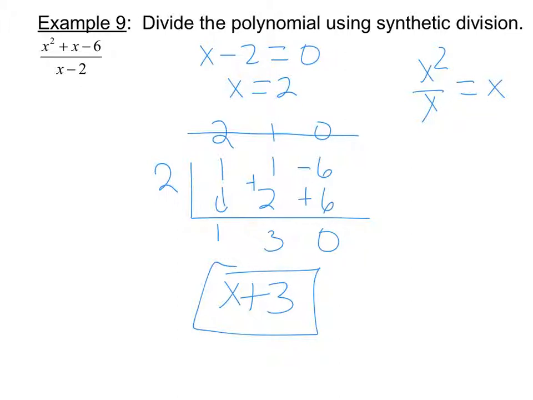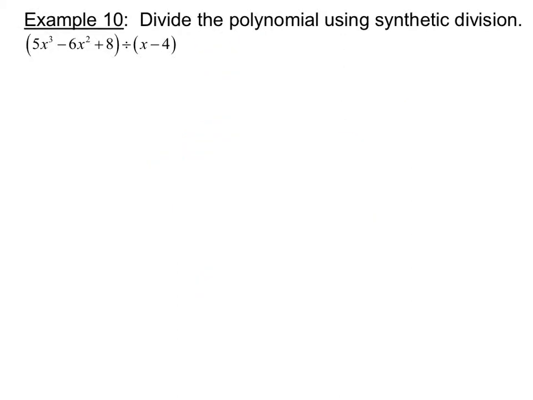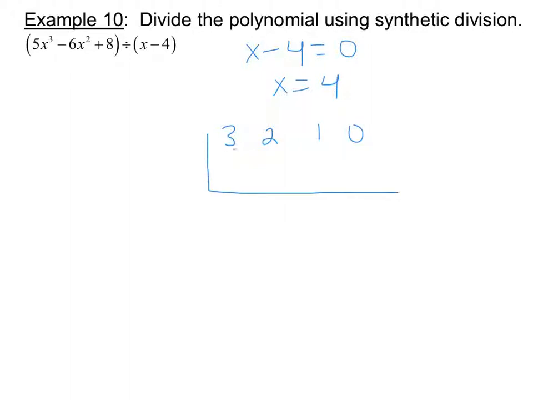Let's take a look at some more synthetic. Alright, remember, first thing, take what you're dividing by, set it equal to 0, and solve. Step 2, look at the degree, it's 3, so that means we need third degree, second degree, first degree, constant. We have 5, negative 6, we don't have any. Now we have 8. Bring the 4 down, bring the first number down. Like again, cross this off to make it better.